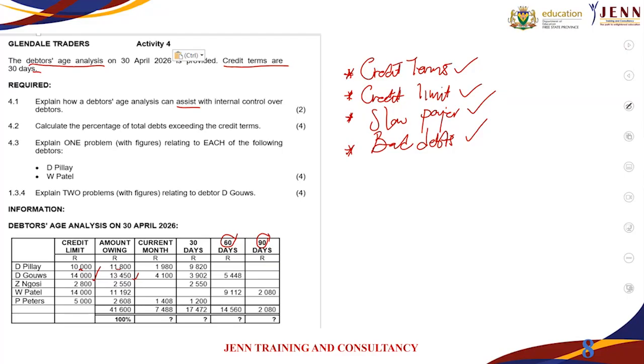All right, I believe it is clear. Now 4.2 says calculate the percentage of the total debt exceeding the credit terms. I'm going to highlight the words credit terms. Why? Because that is the one that is going to guide you on how to do the calculation.